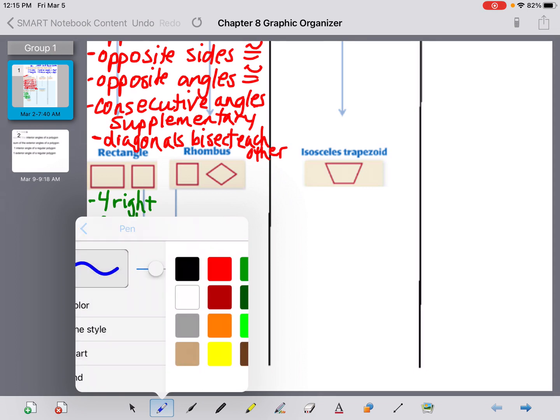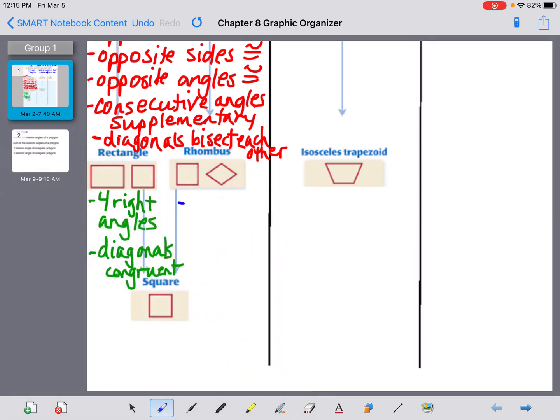Now, what's true for every rhombus? Well, there are 4 equal sides.